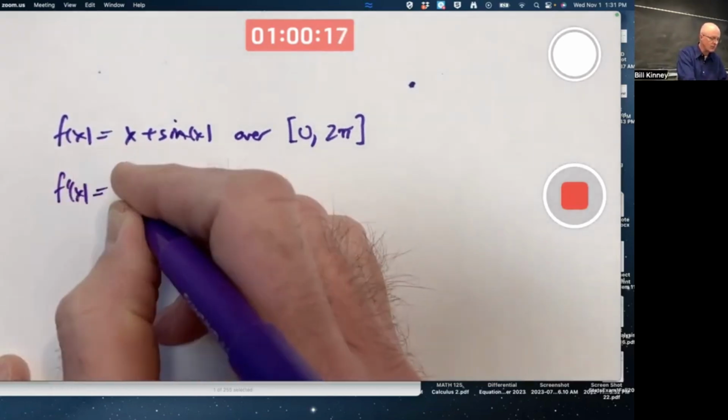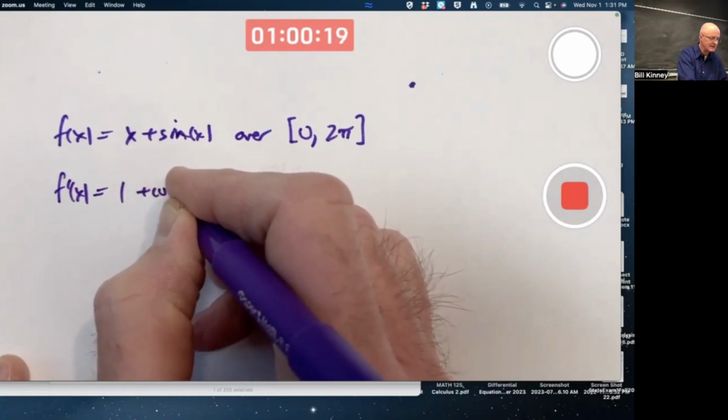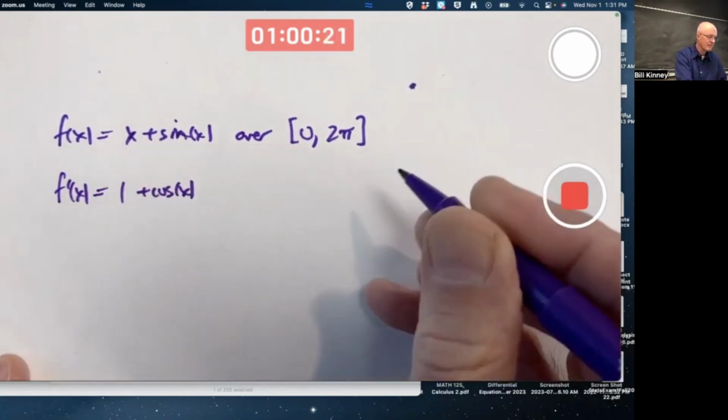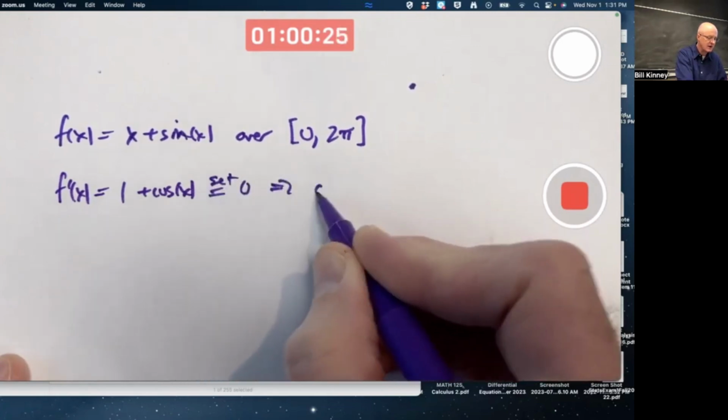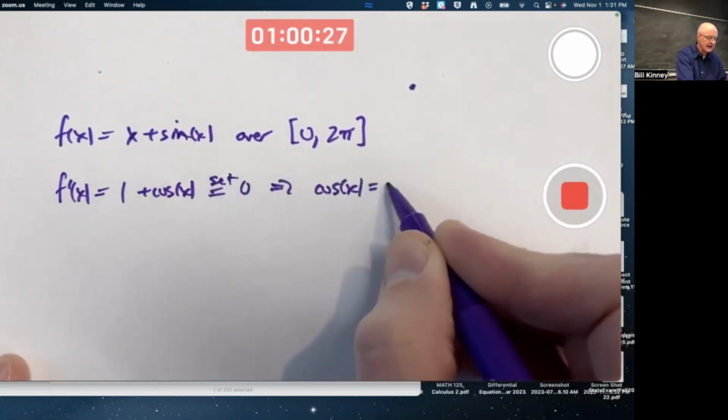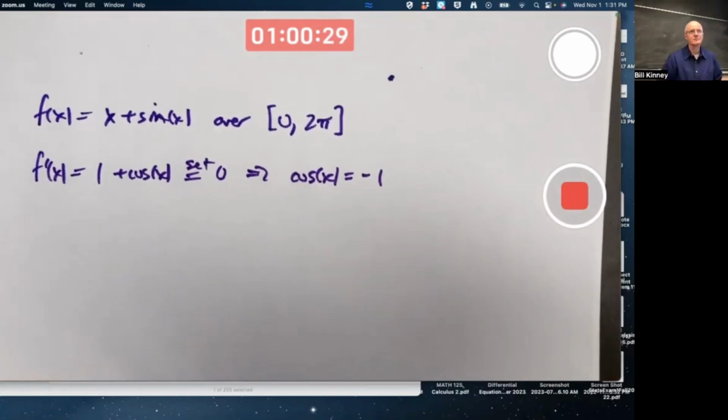The derivative here is 1 plus cos x. If I set that equal to 0 and solve for x, I get cos x equals -1. If you use the inverse cosine function here, that's fine, but realize that's only giving you one possible answer. There are infinitely many values of x where the cosine of x equals -1.